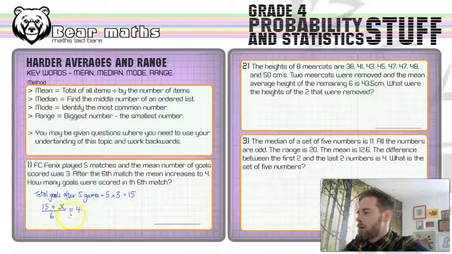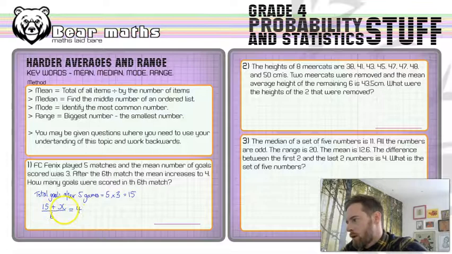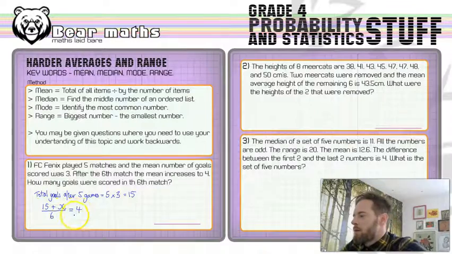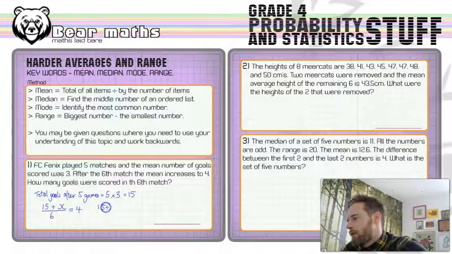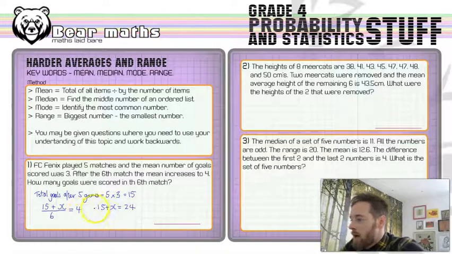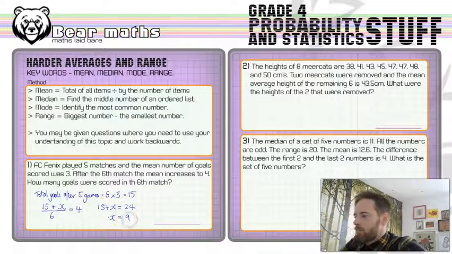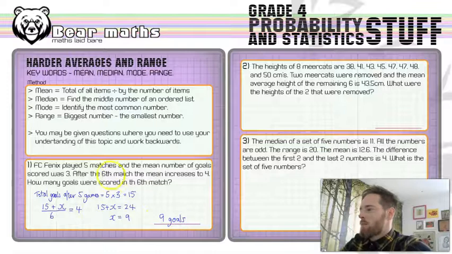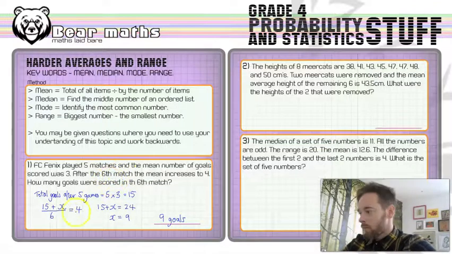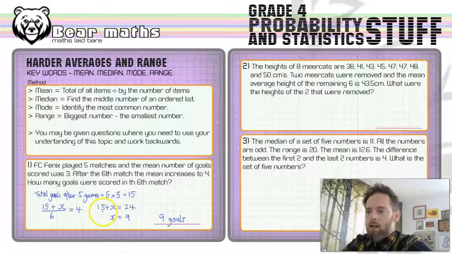Again, if you're not sure how to solve this equation, go and watch solving equations. But because everything on this side has been divided by 6, you do the opposite thing. You multiply by 6. That gives us 15 plus x equals 24. 6 times 4 is 24. And then we take away 15 from both sides. It leaves us with 9. That means that 9 goals were scored in match number 6, because that's what that x represented in our equation that we made. I'm hoping that makes sense for you now.